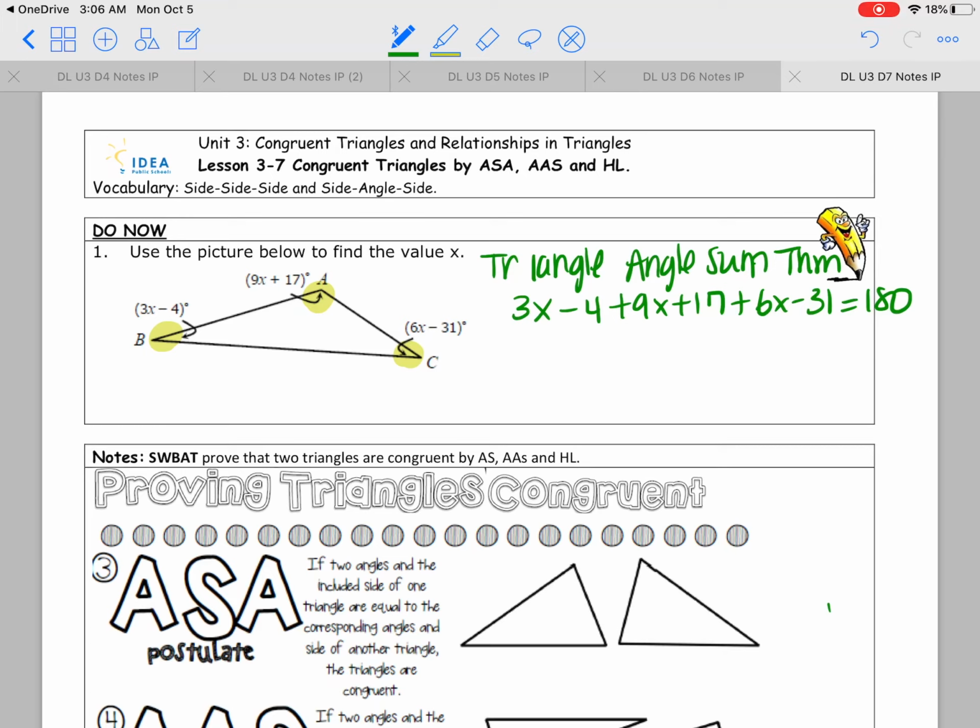In order for us to isolate x, we need to combine the like terms. So let's group all the x terms. 3x plus 9x gives me 12x, plus 6x is 18x. Then let's combine all the constant numbers. Negative 4 plus 17 gives me positive 13. 13 minus 31 is going to give me negative 18.